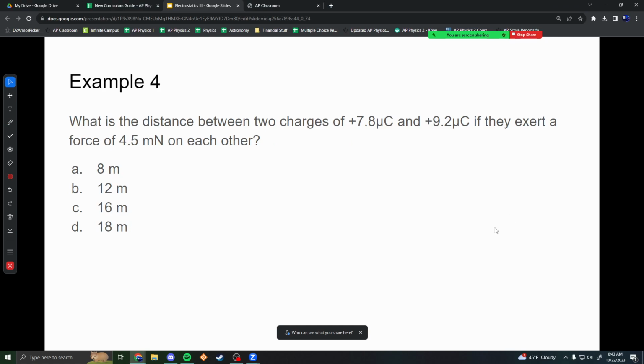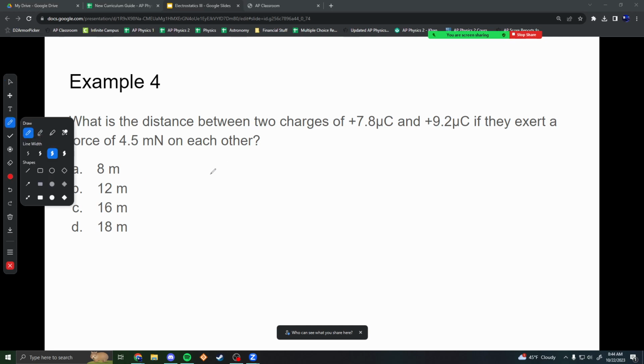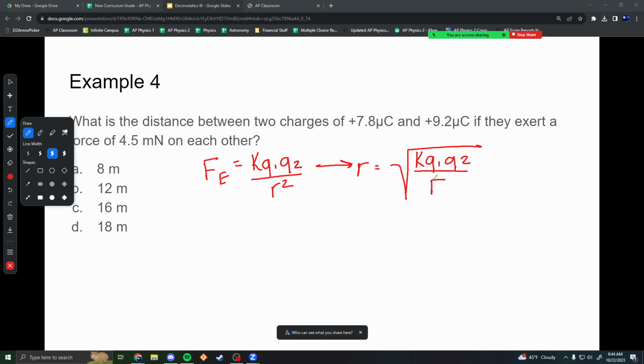What is the distance between two charges of 7.8 and 9.2 microcoulombs if they exert a force of 4.5 millinewtons on each other? So I'm trying to find distance from my Coulomb's law, which is fine. I just need to rearrange. So Fe is equal to kq1q2 over r squared, and I'm looking for r. So I can rearrange this, multiply by r squared, divide by Fe, and take a square root of everything. So r is equal to the square root of kq1q2 over the magnitude of my force. And obviously I need to put this in newtons and I need to put these in coulombs, and I'll do that once I actually plug in.